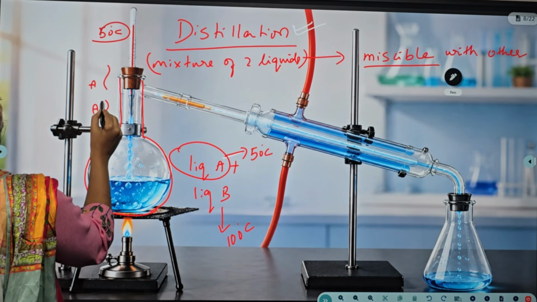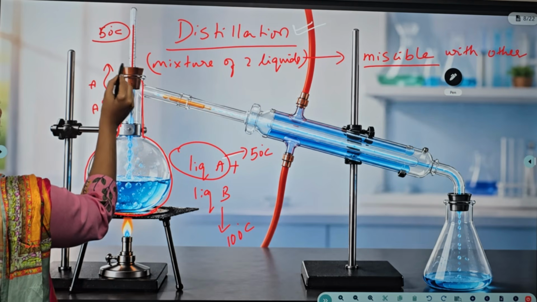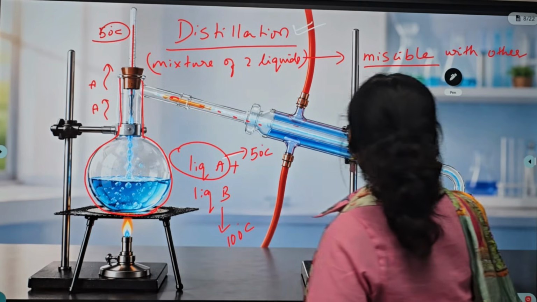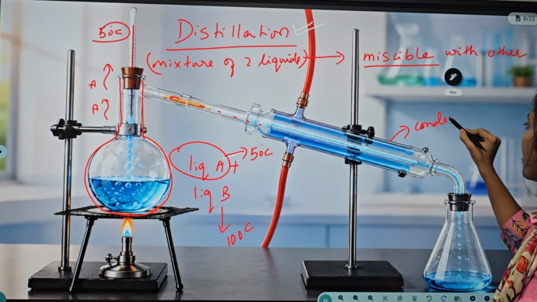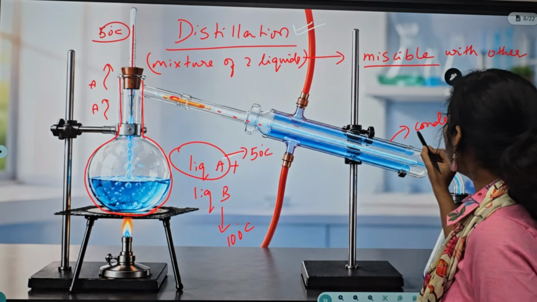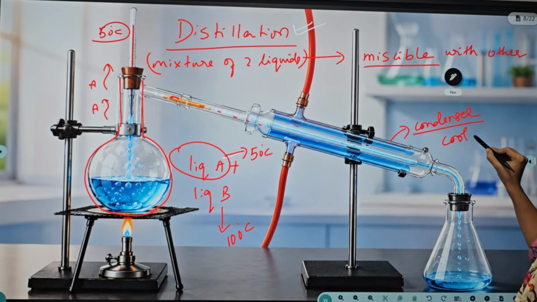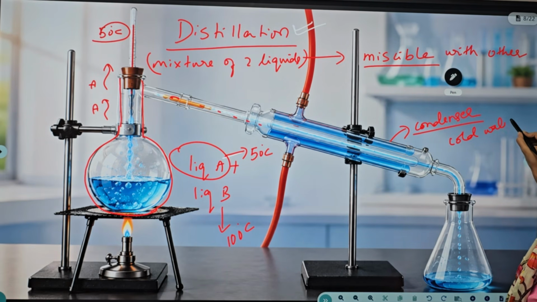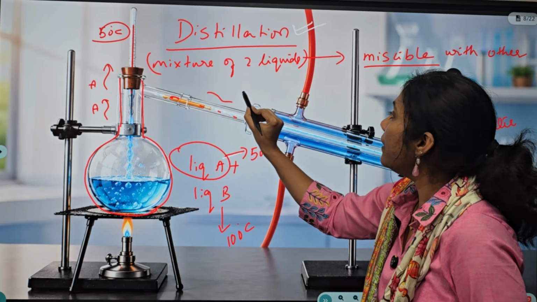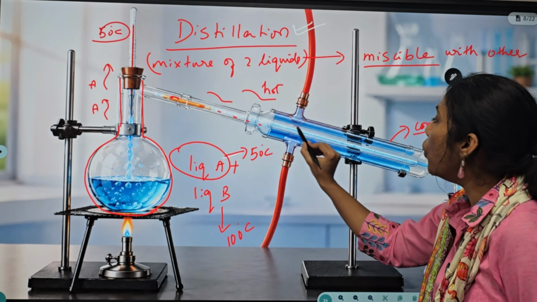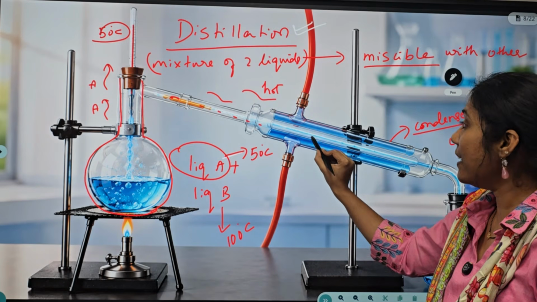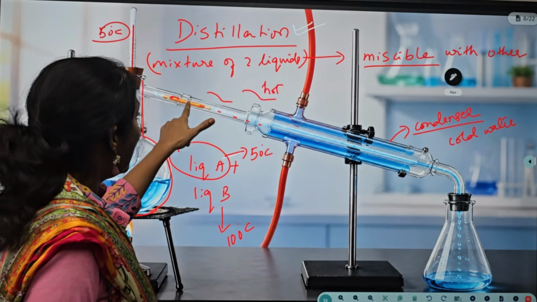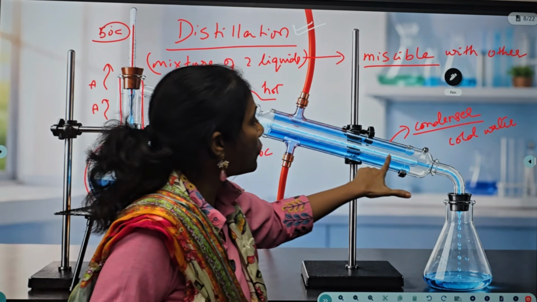temperature is reached, the liquid A's vapors will start and they move into this condenser. This instrument is called a condenser. So this condenser is filled with cold water. So when hot vapors are passing through a cold water containing condenser, that vapor will get converted back into liquid. That is the reason we make the hot vapors pass through this condenser.